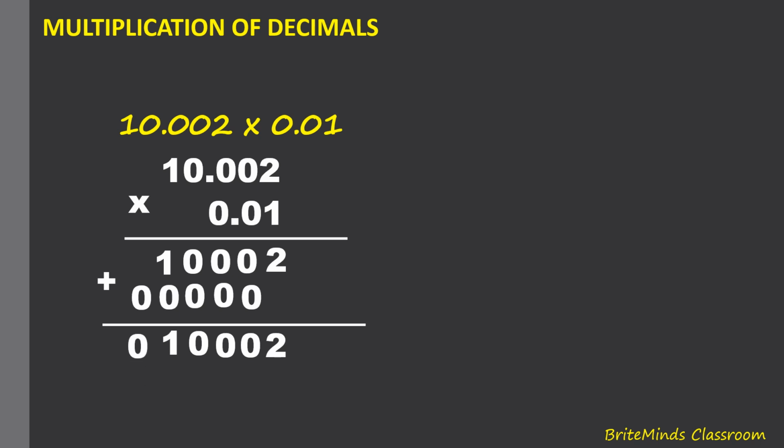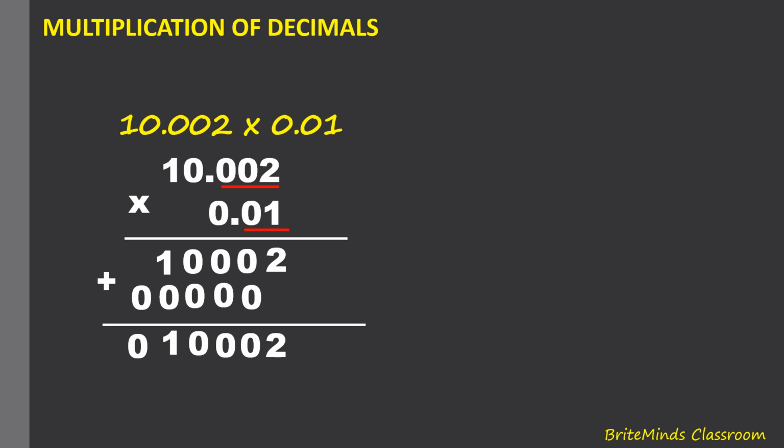So when the product is obtained and added, we will add the decimal places of both factors. So 10.002 has 3 decimal places. And then 0.01 has 2 decimal places. So we will add the 3 decimal places and 2 decimal places. So we have 5 decimal places.